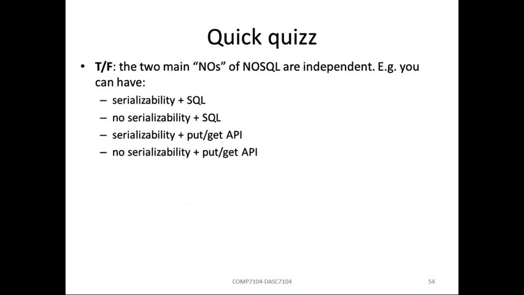Okay, so it's time for another quick quiz here. Are the two main rejections of NoSQL systems independent? Can you have serializable transactions and SQL, no serializable transactions and SQL, serializable transactions but only a simple language such as put and get, or no serializability and a simple language? Of course, they are indeed independent choices, and we could have everything in this range of possibilities here.